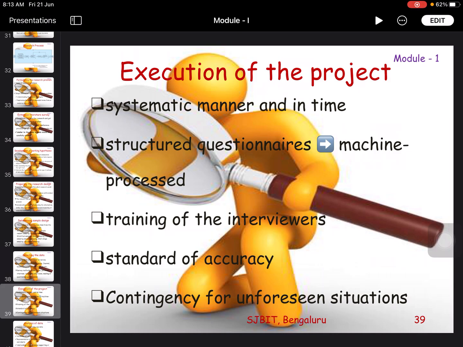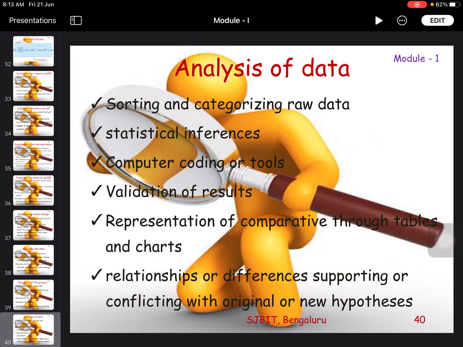So execution of a project is where it has to be carried out in a systematic manner, where training of the interviewers has to be done, structured questionnaires have to be prepared, the standard of accuracy has to be maintained, and a contingency for the unforeseen should be kept.